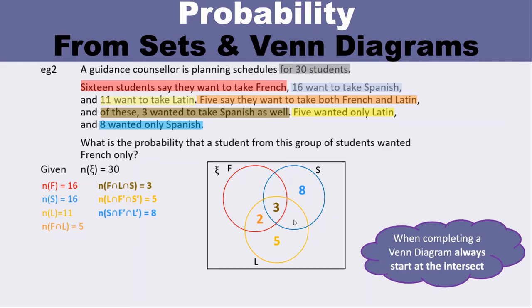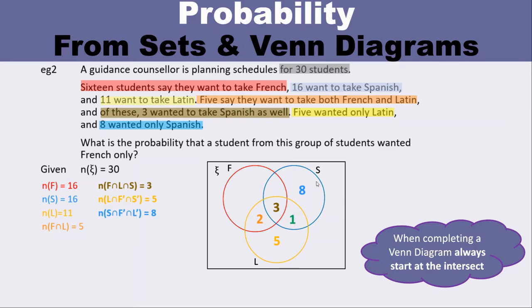So over here, how many students want to take Latin and Spanish? I wasn't told in my given information. However, I know that this needs to add up to 11. So 11 take away 10. There must be 1 who wants to take both Latin and Spanish.